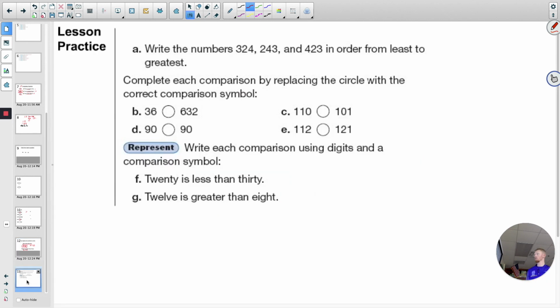All right, here is your lesson practice. Go ahead and complete those and be prepared for next class with these, and then we'll go over them. And if you have any questions, you can get those answers.